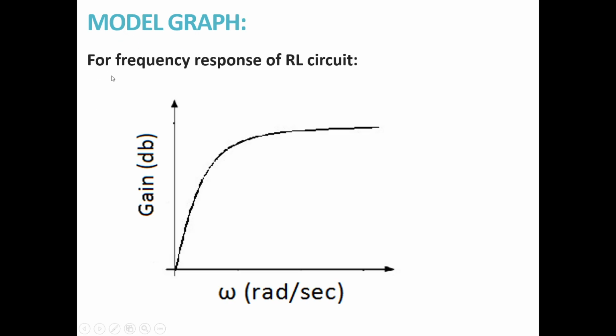Next, model graph for the frequency response of RL circuit. The x-axis is omega in radians per second and the y-axis is gain in decibels. So this is the plot that you will get for the frequency response of RL circuit.